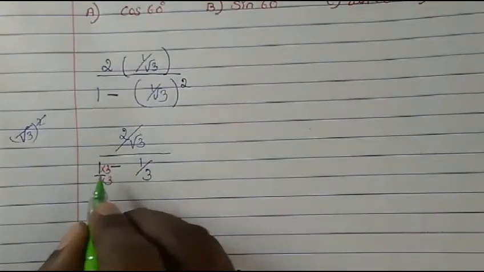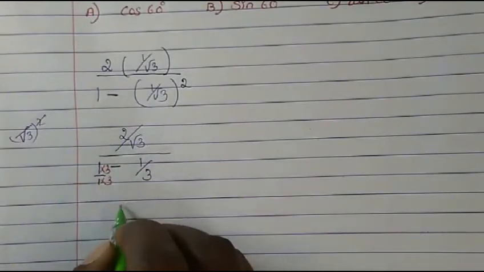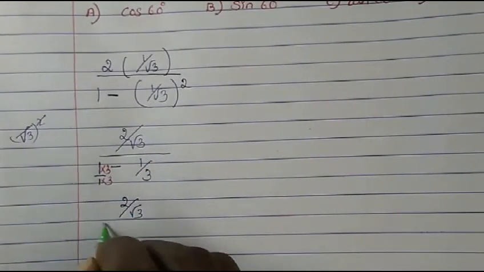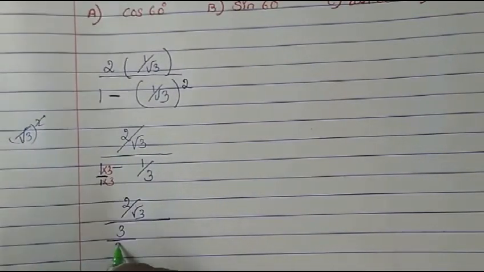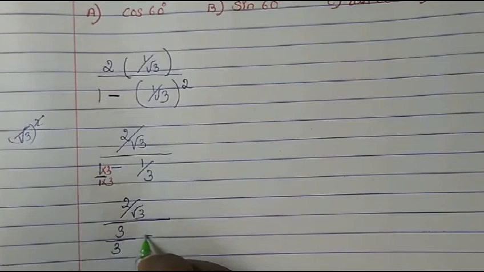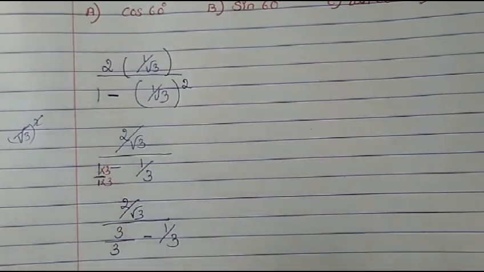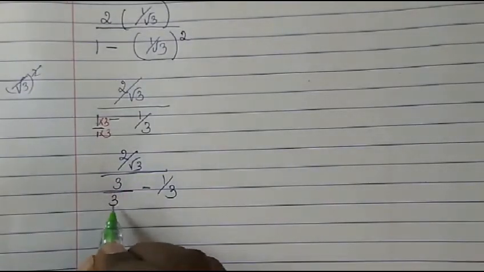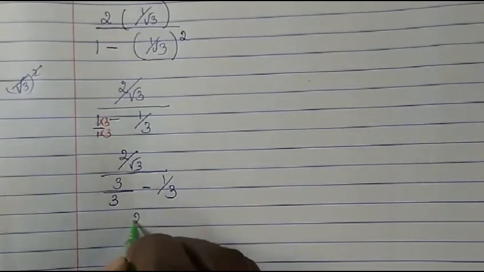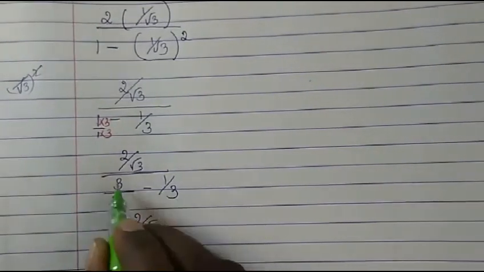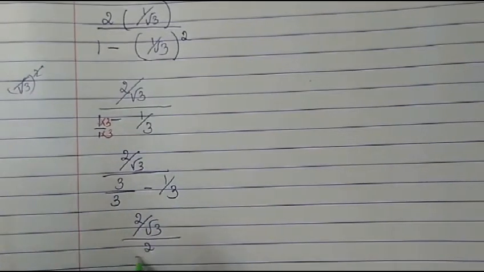So now what we will do, 1 into 3 will be 3, 1 into 3 will be 3, minus is there, then 1 upon 3. Okay, now you see in the denominator both sides we have 3, so now we can write it in common. 3 minus 1 will give us 2, and the denominator is the same, so 3.